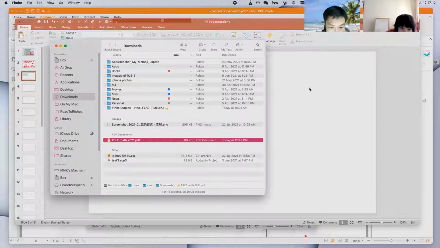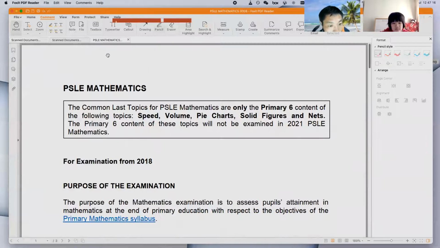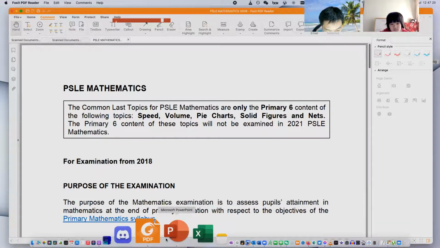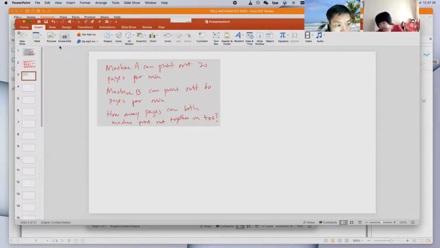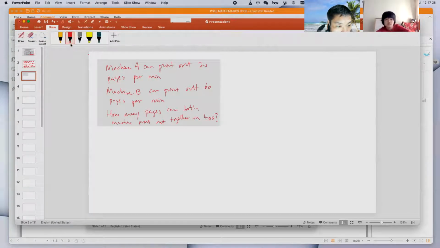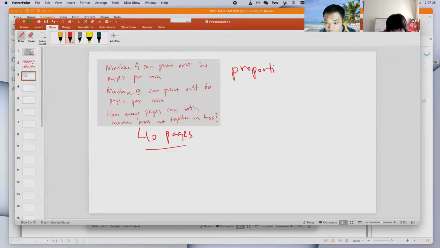Okay, let's look at it. 40 seconds or 40 what? So your answer is 40 what? 40 pages, is it? Yes. Okay, good. So your answer is 40 pages. Let's look at it together. I'm going to demonstrate to you using the proportionality method first.